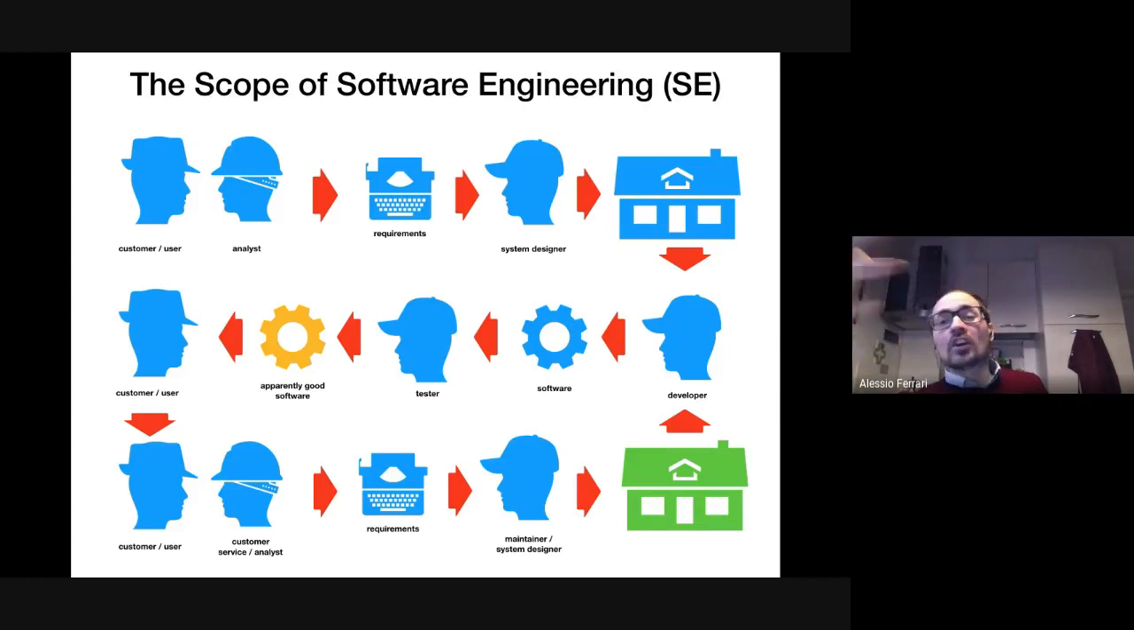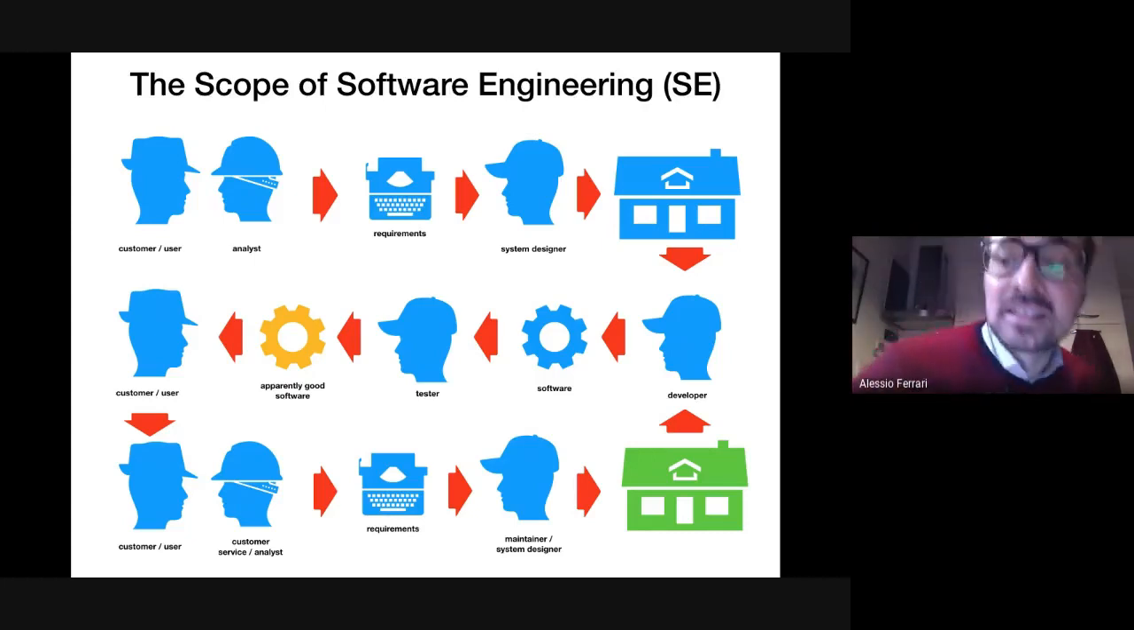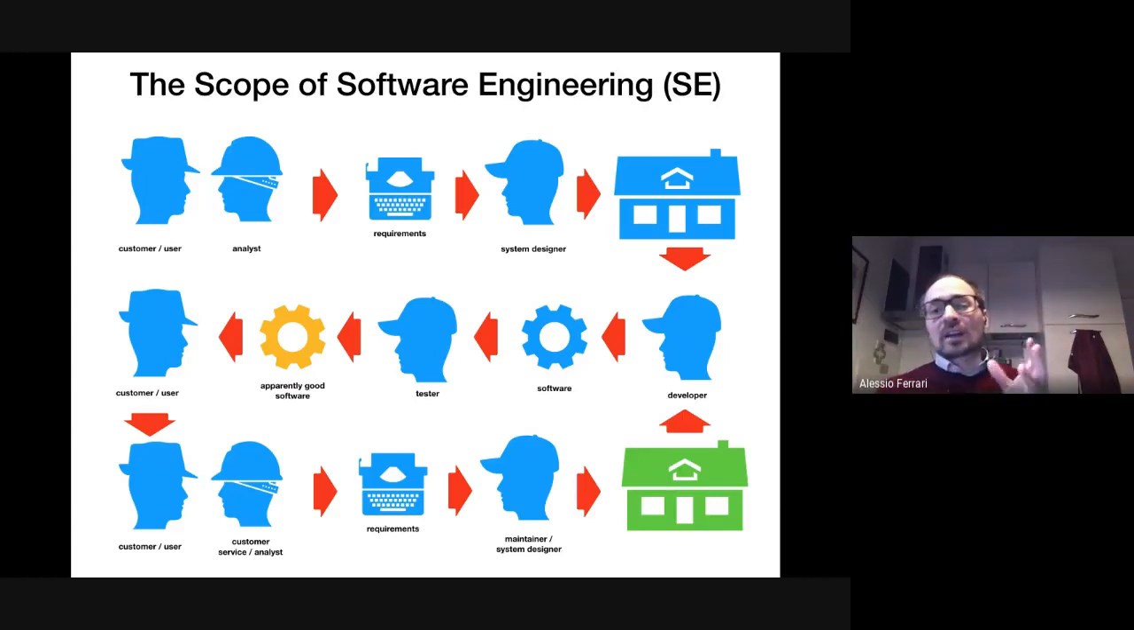For example, your developer is new, is a newcomer, and is not expert enough for this type of system, doesn't have a background, for example, in medical system devices. So there are a lot of aspects that you have to take into account in this process, okay? So this is to give a brief idea of what software engineering is dealing with. It's dealing with all these people and all these artifacts. So requirements, software, testing is not represented here, but you have the tester and the design, the project, okay, the architecture.